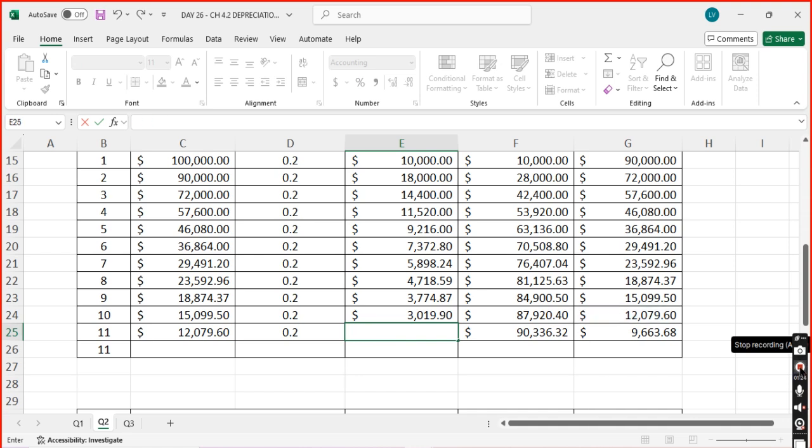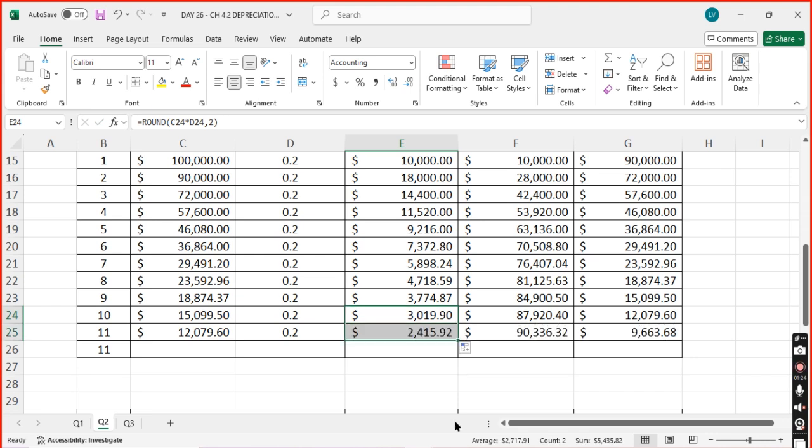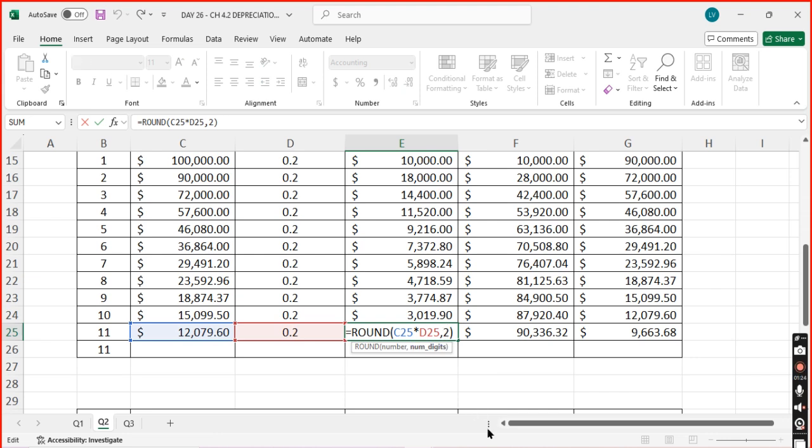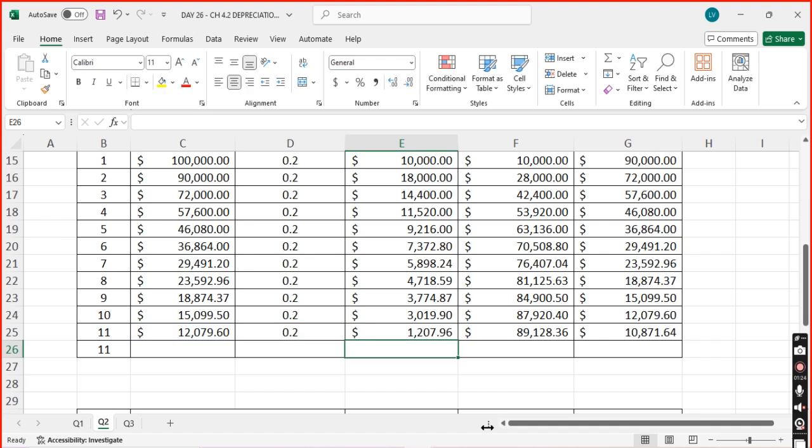Okay. We can try that, but let's see what the result's going to be. Okay, so right now you said 6 months of $2,415.92. So here let's add that. Say 6 divided by 12, so half of that is 1,207.96, which will give you 89,128.36, which will give you $10,871.64. Yes, absolutely. You could definitely do that.